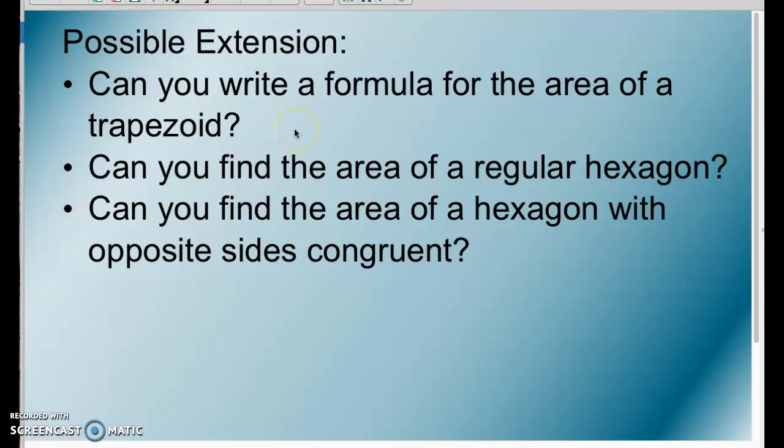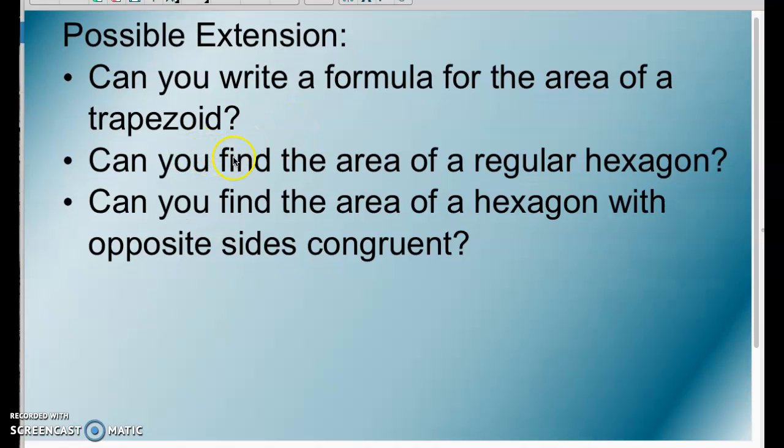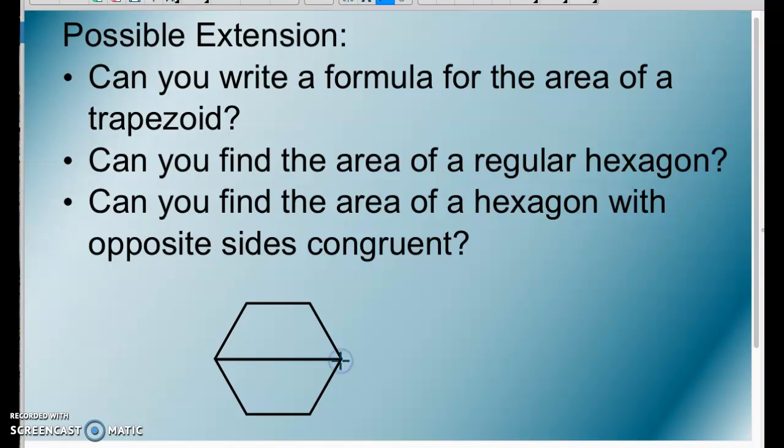Can you write the formula using variables? And then another possible extension might be, can you find the area of a regular hexagon? Now, a hexagon, if you break it down, is two trapezoids put together, right? So the point of that might be just, can they see that? I think that sometimes students get stuck thinking, well, it's got 6 sides, this has got 4 sides, I don't know where to go with it. Just asking them to play around and see this connection might be good.